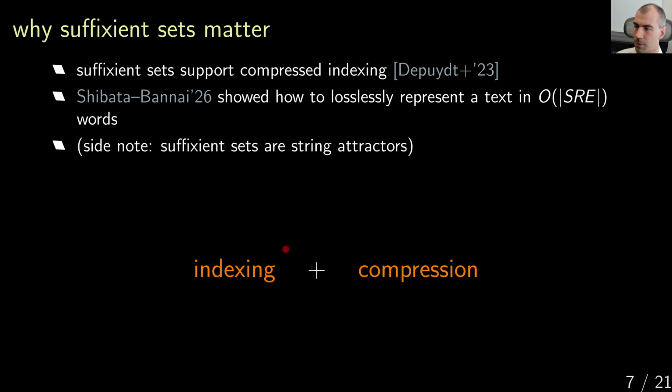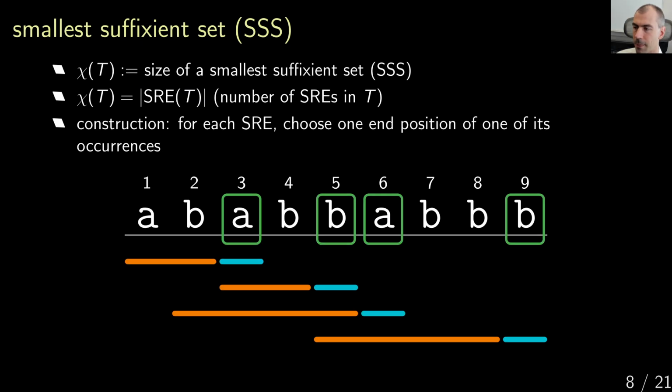But here we look not at just an arbitrary sufficient set, but at the smallest one. This has already been studied, the smallest one in its size, which is usually denoted by he. And it happens that he is equal to the number of SREs. So there is a one-to-one correspondence.